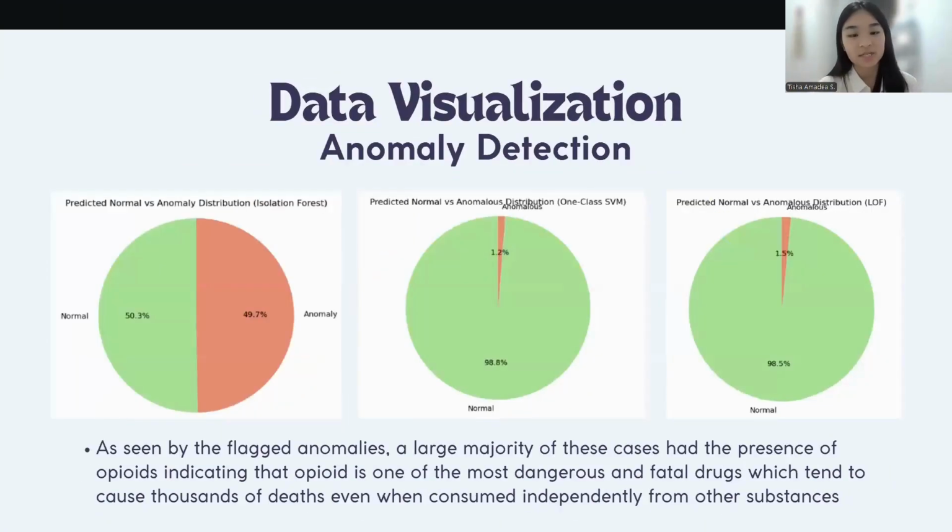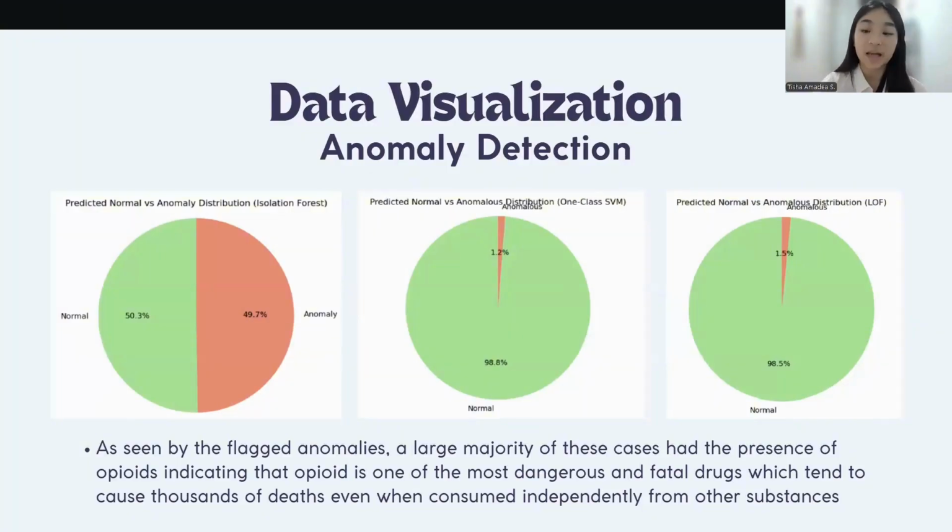Lastly, these are the data visualizations from the anomaly detection techniques. For isolation forests, we got 50.3% normal and 49.7% anomalous. For one-class SVM, we got 1.2% anomalous and 98.8% normal. And lastly, for local outlier factor, we got 1.5% anomalous and 98.5% normal.